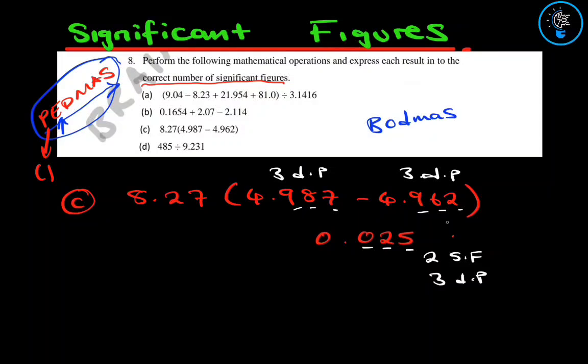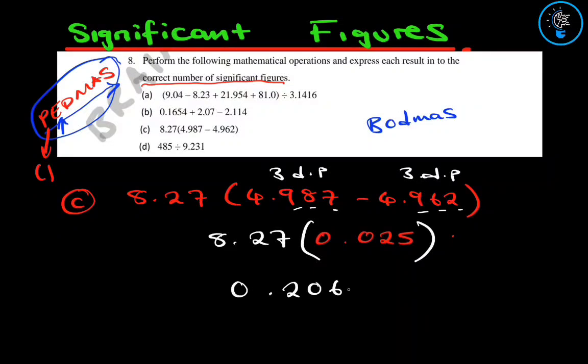Okay, now we need to finish our operation by multiplying this particular value by 8.27. So when you multiply that by 8.27, you are going to get a value of 0.20675. Okay, so now our answer must have the same number of significant figures as the factor with the lowest number of significant figures. Since we are doing multiplication, we need to consider significant figures, right? So on this factor, we know that we have 3 significant figures.